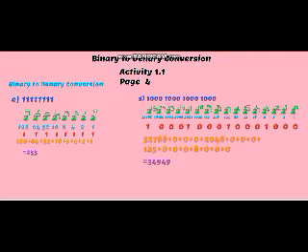I'm going to solve activity 1.1 that is given on page number 4 of your book. I'm going to solve part E, which has all ones. It comprises one binary number. Part E comprises 1 byte. 1 byte has 8 bits.